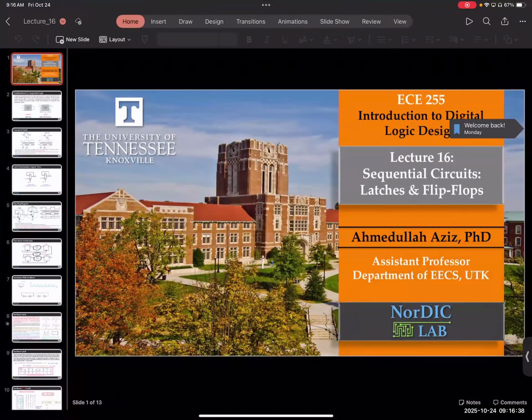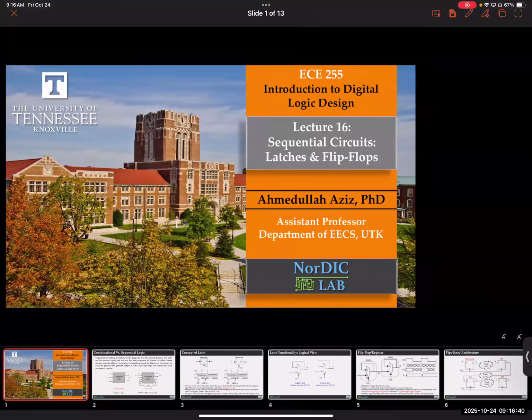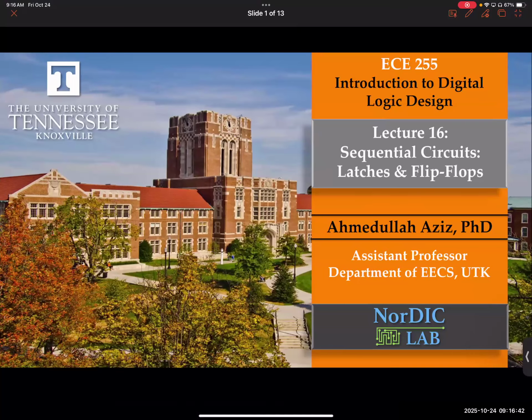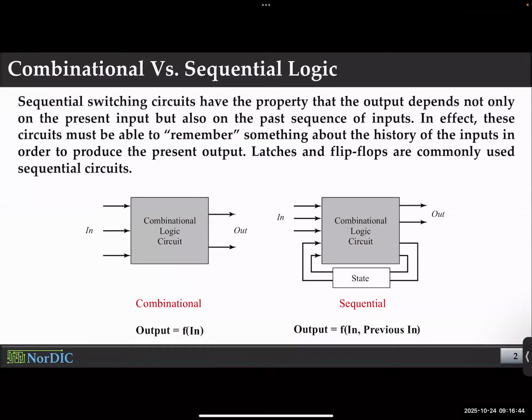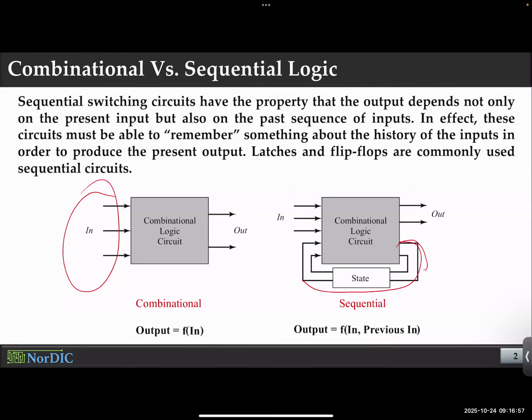Okay, so in the last class, we started discussing sequential circuits, circuits that not only depend on the combination of inputs, which is typically the case for combinational logic, but also their output depends on the history of the input. So basically, there is a feedback between the output and the input. The output could also serve as an input to these circuits. That is the big message, all right? So this is a history-dependent circuit.